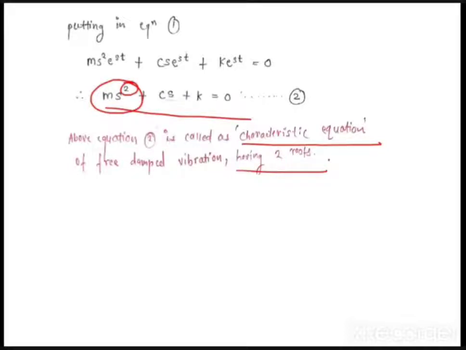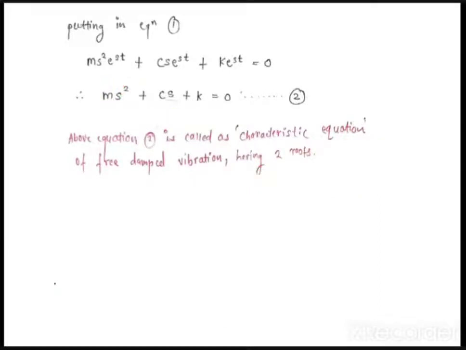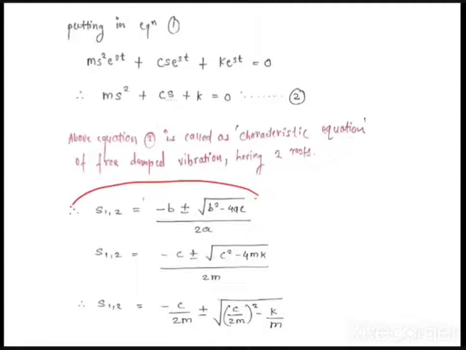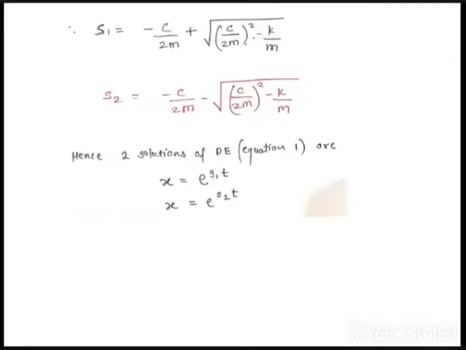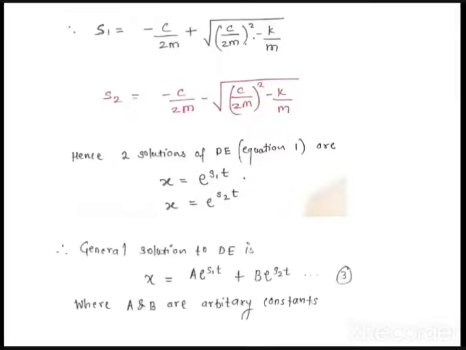Why? Because these 2 roots will give you the 2 frequencies basically. Then I used the regular mathematical formula, minus b plus or minus the square root, to calculate the 2 roots, and I got these 2 roots, s1 and s2, right? Since there are 2 roots, I will have 2 solutions, e raised to s1 t and e raised to s2 t. So what is the general solution? x is equal to A e raised to s1 t plus B e raised to s2 t, where A and B are arbitrary constants.